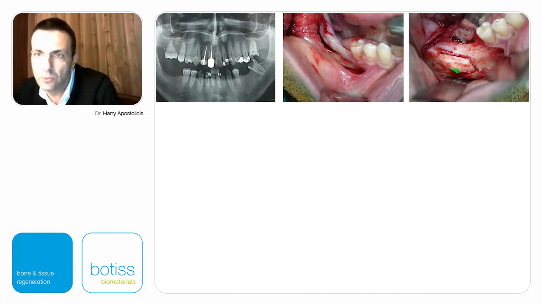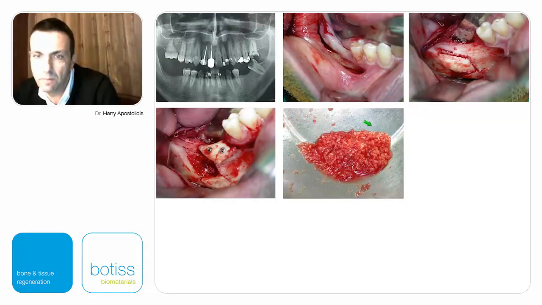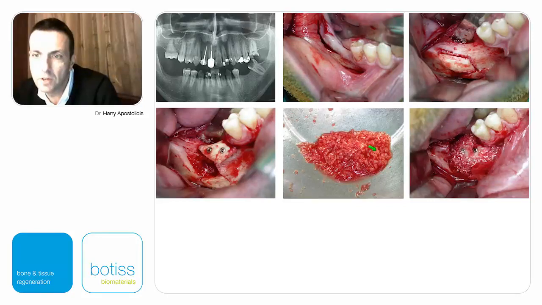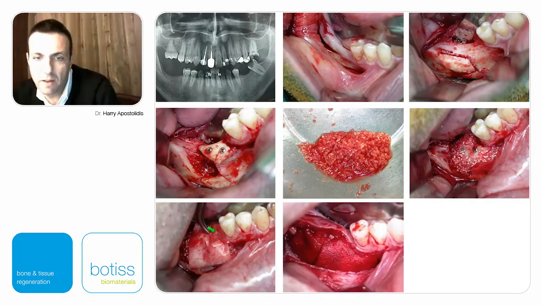Has no tension. Again, we take the block, same stuff, same as always. Mixing of our particulate, autogenous plus xenograft granules. The collagen membrane, the Jason membrane, is already secured, brought up, covers the augmented area.